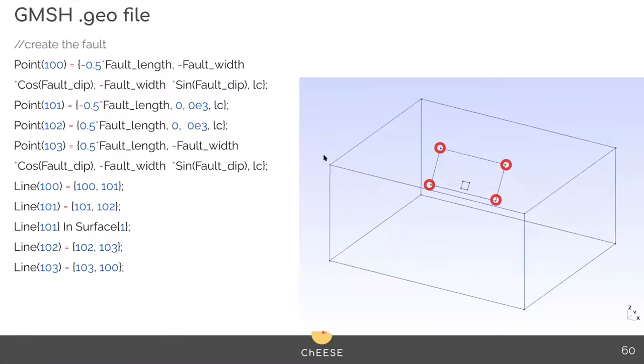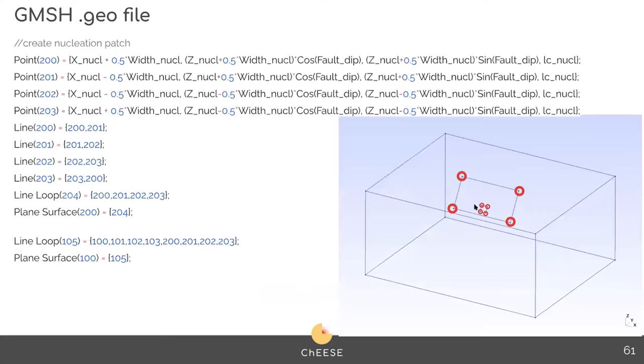With a similar method, we can create the fault surface, which is shown here. And we can also create the nucleation patch around the fault. So the loop around the nucleation and the loop around the fault will give you the fault surface together. We need to define the identification for each surface that has been created in this geo file. For example, we use an arbitrary number for each surface.